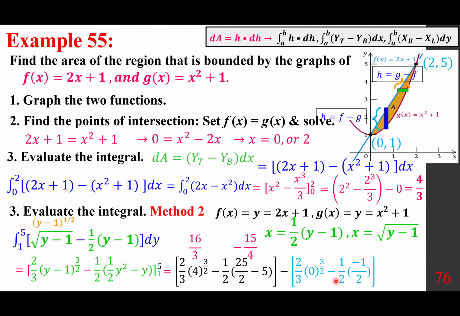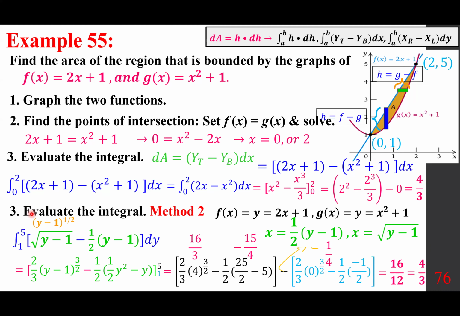This is 0, so it goes away. Negative times negative. Positive 1/4. This makes it negative 1/4. 16 thirds minus 15 fourths. And negative 1/4. It's 16 thirds minus 16 thirds minus 16 fourths, which becomes 16 over 12 or 4 thirds.